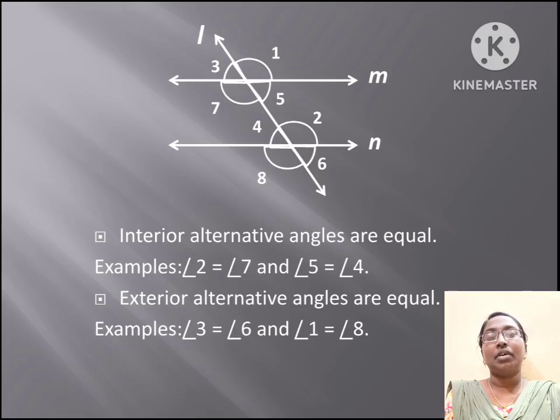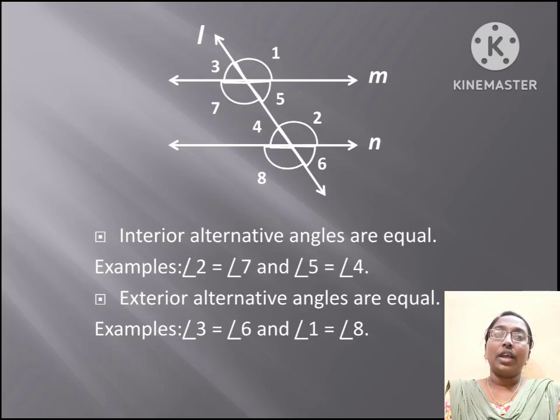The main thing is that before, with vertically opposite angles, we compared angles on the same parallel line, whereas with alternate angles, we compare the angles on the different parallel lines. This is the difference. You can compare the properties so that it will be easy for us to differentiate the properties we are dealing with. So here, the interior alternate angles are 2 and 7 and the pair 5 and 4. By the property, 2 and 7 are equal and 5 and 4 are equal.